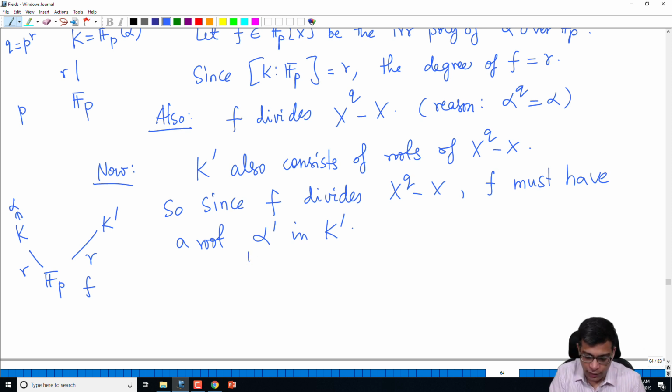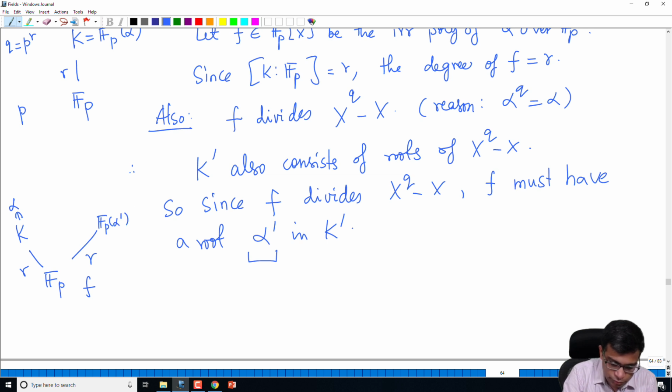I am calling that alpha prime. What you have to be careful about is you can't compare k and k prime. They can be very different. They are not contained in each other, or in a bigger field. So you can't say alpha is in k prime. That will be incorrect. But we can say that f has a root alpha prime in k prime. Then what would be, so I am going to squeeze in here Fp(alpha prime), and I have k prime here.